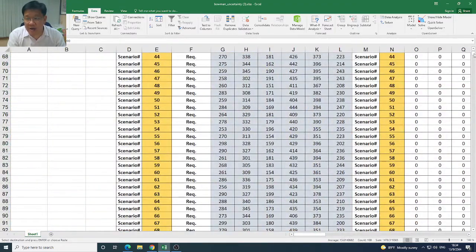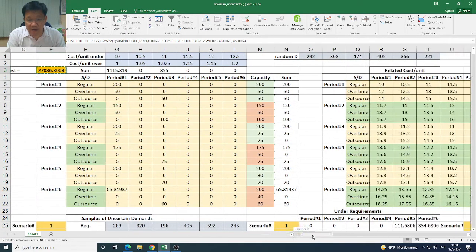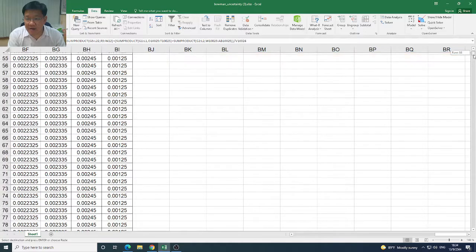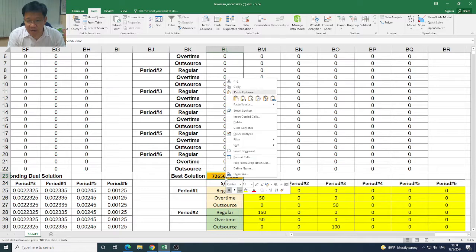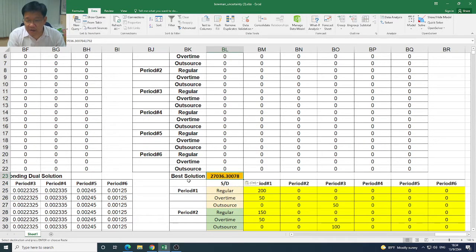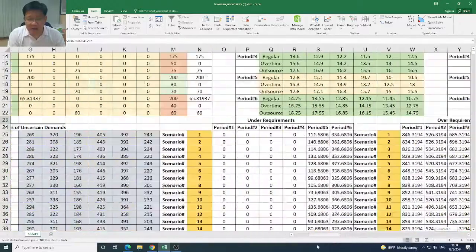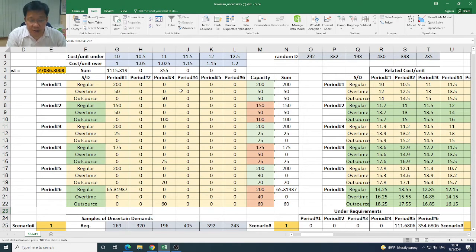So in this case, we're not going to keep all the solutions. We just keep the best solution. If the next solution is better than this, you're going to replace it right here. You might remember the best solution here. Now your best solution becomes this, the current best solution found in the very first iteration here, 27,036.30078. And then once you know that, the new solution is replacing here.